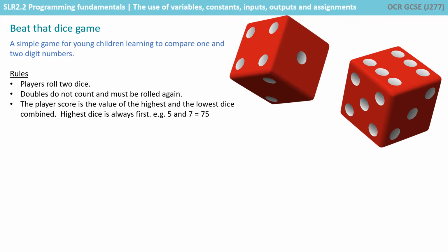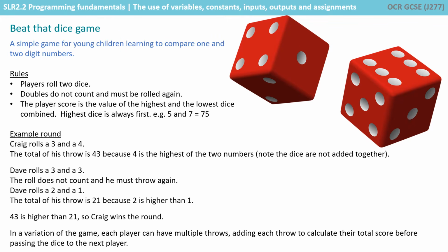So in order to go through these concepts, we're actually going to use a simple program written in Python, a beat that dice game. So this is a simple game for young children learning to compare 1 and 2-digit numbers. The rules are simple. A player rolls 2 dice. Doubles do not count and must be rolled again. The player's score is the value of the highest and the lowest dice combined, and the highest dice is always first. So if a 5 and a 7 were rolled, the result would be 7, 5, 75.